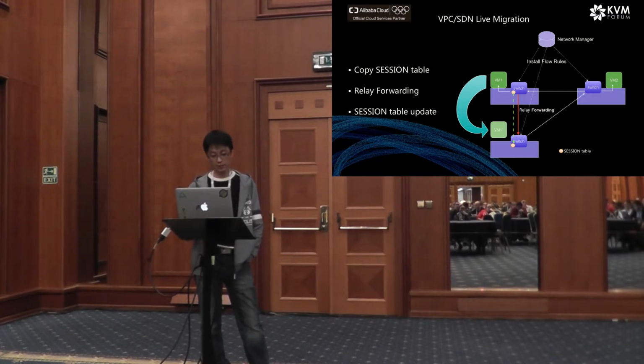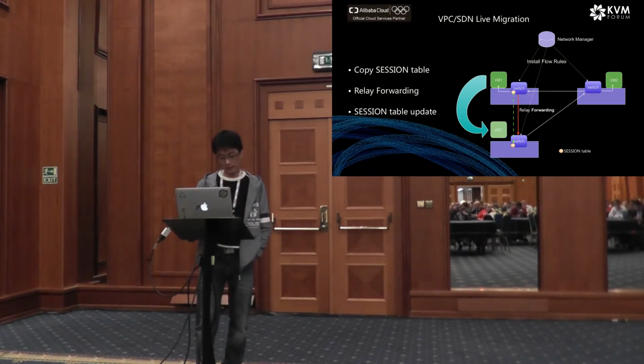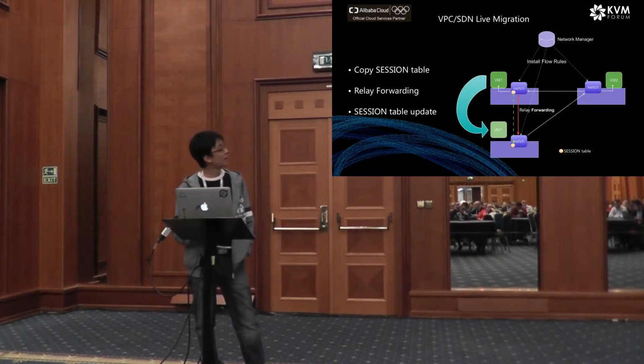And after a little while, the flow routes will eventually be installed on the hosts, like VM2 and VM1, and then VM2 and VM1 will talk directly. And this reduced the network breakdown a lot. Also in the VPC network, we need to copy the network session tables, and we copy them like the memory, iteratively.